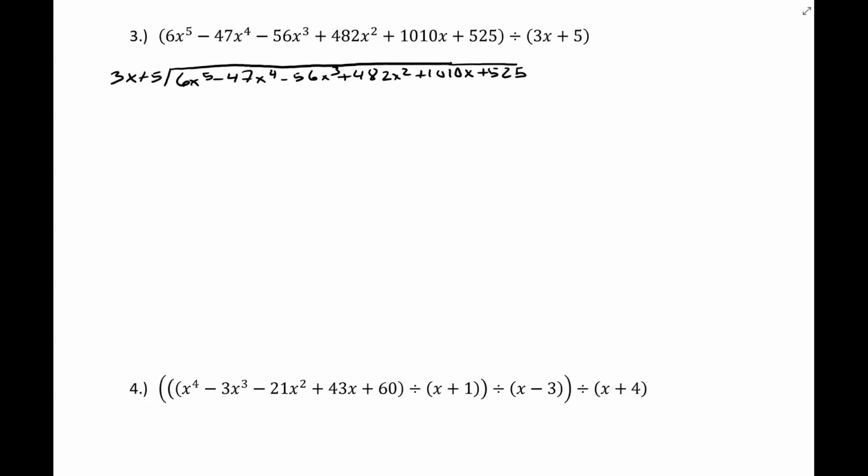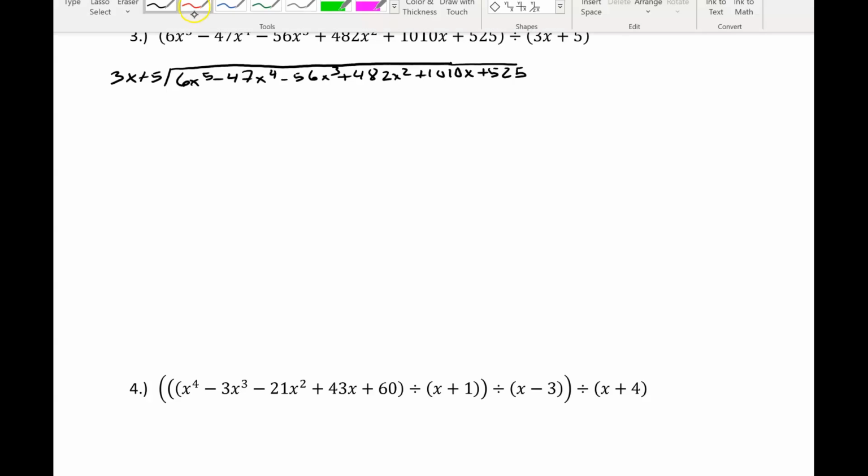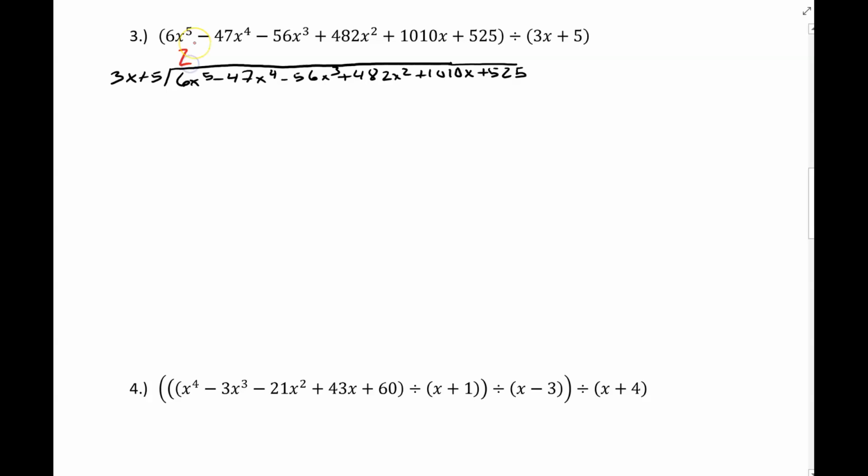Once we have this, we're going to ask ourselves, what times 3x gives us 6x to the 5th? So it definitely has a coefficient of 2, because 3 times 2 is going to give us 6. And x to the 4th times x gives us x to the 5th. So 2x to the 4th is the correct answer there. And then I'm going to multiply that to both terms of my divisor. So that'll give me 6x to the 5th plus 10x to the 4th.